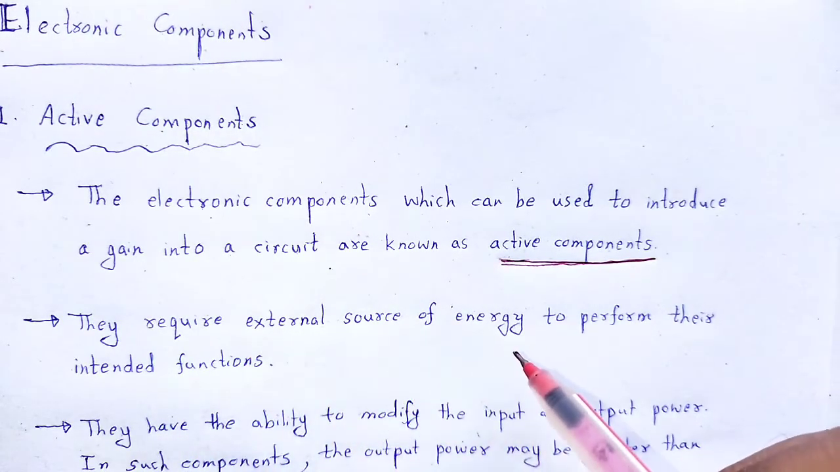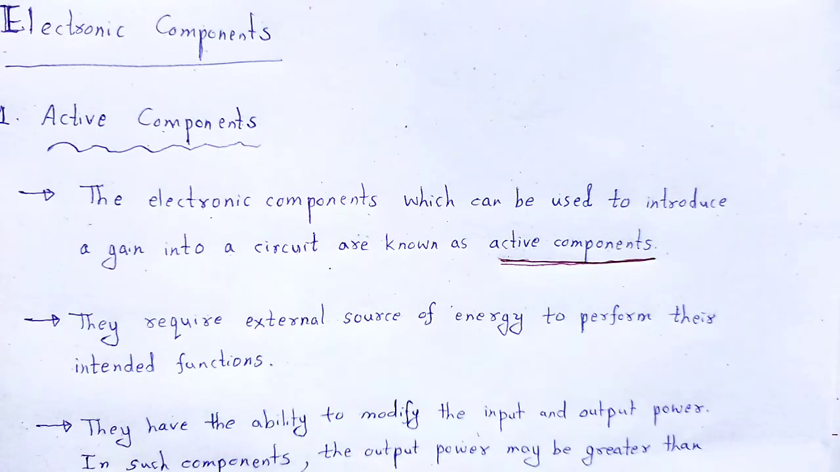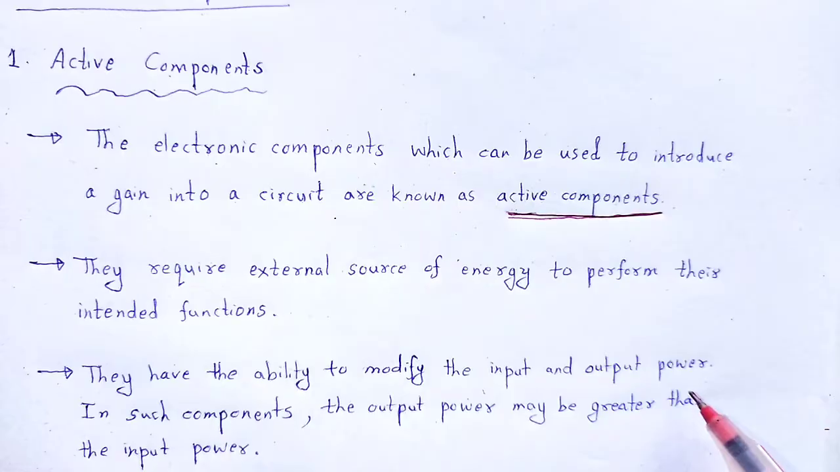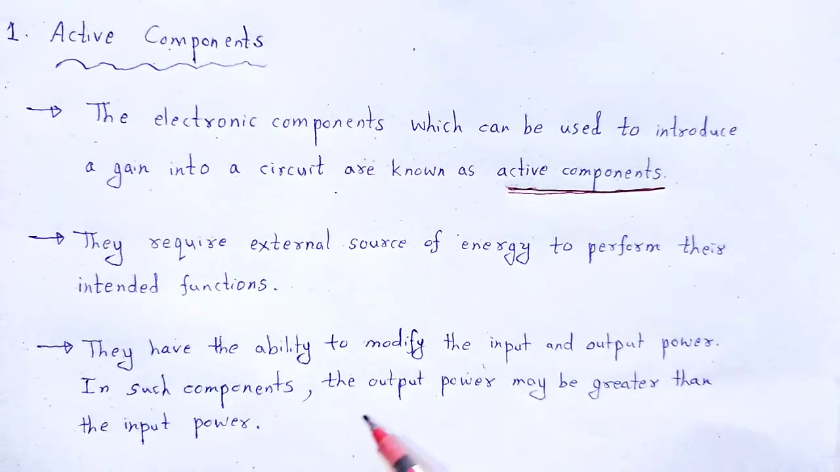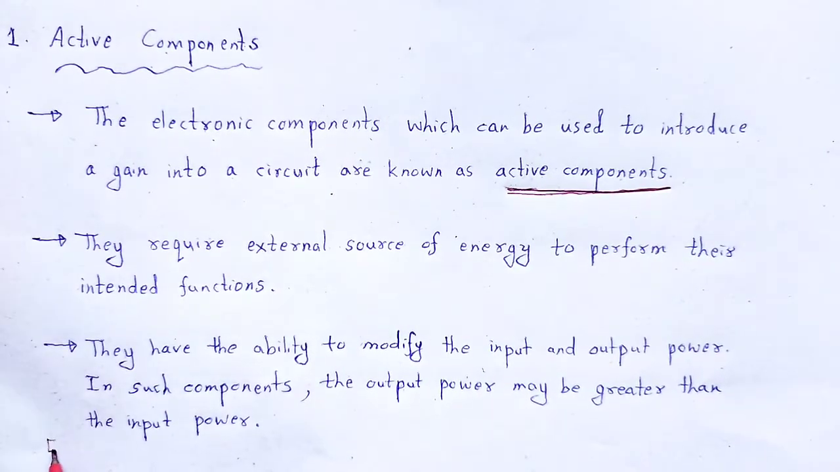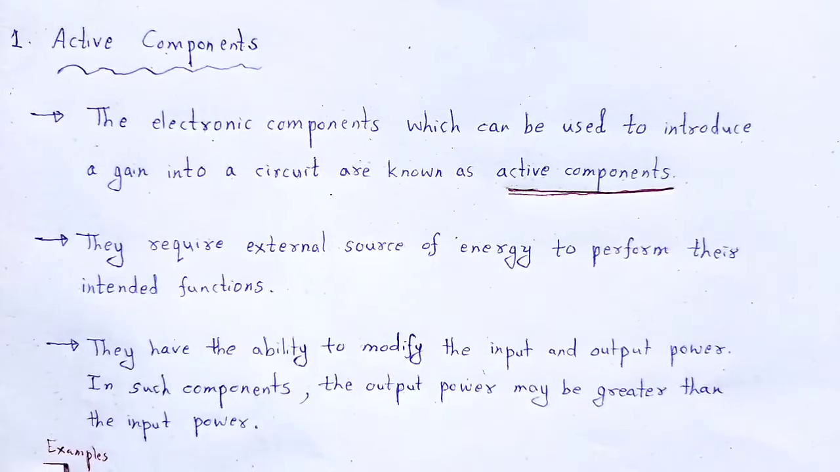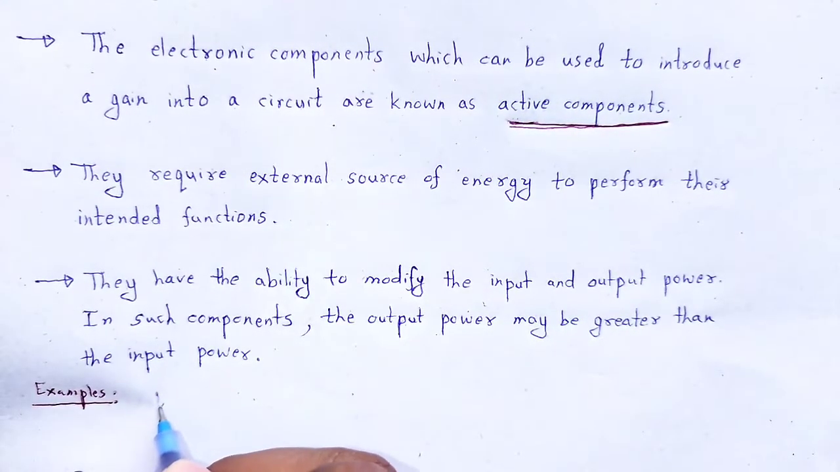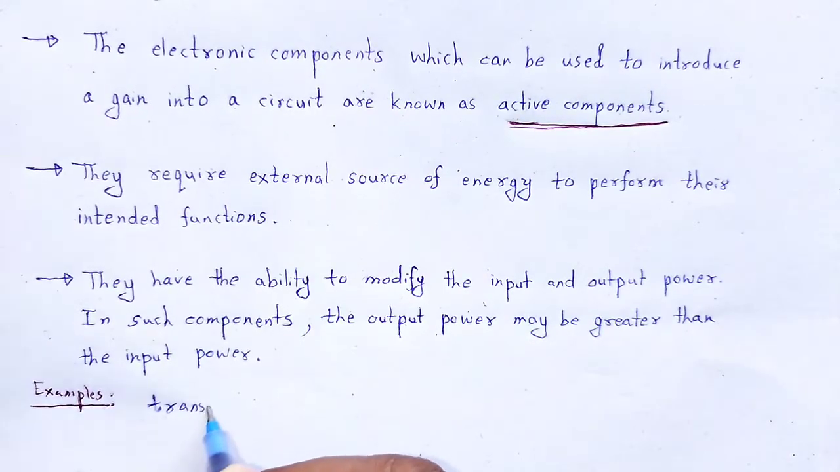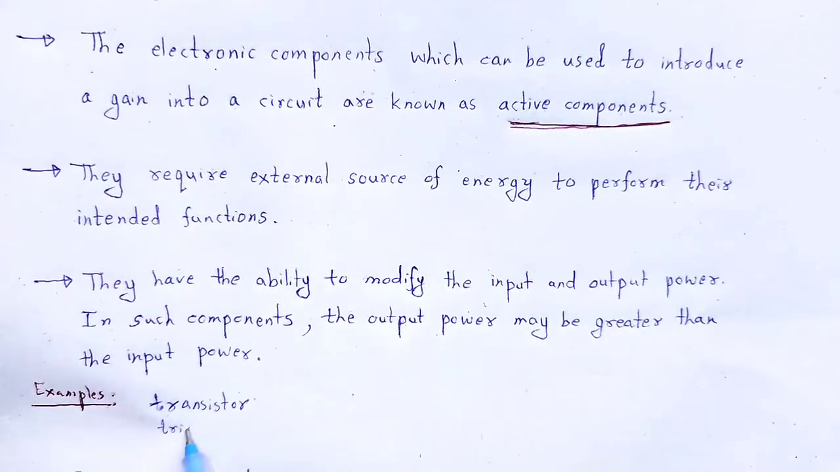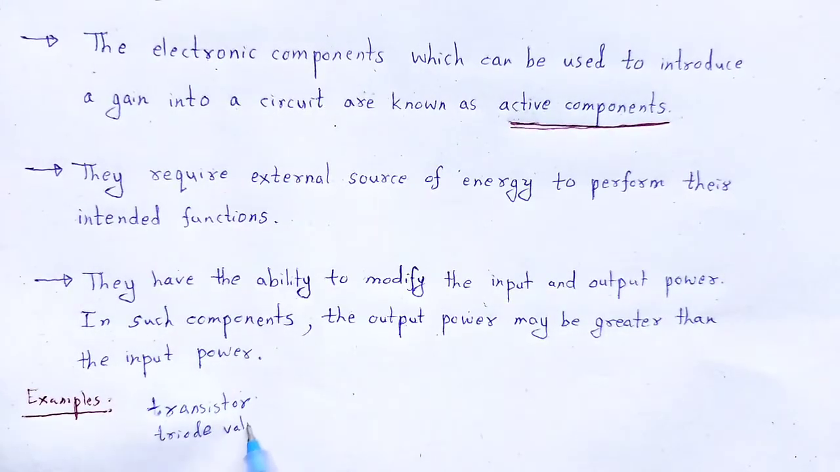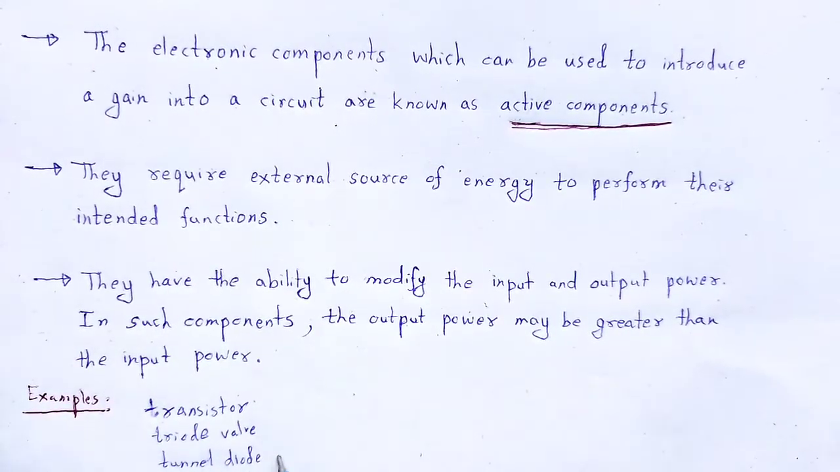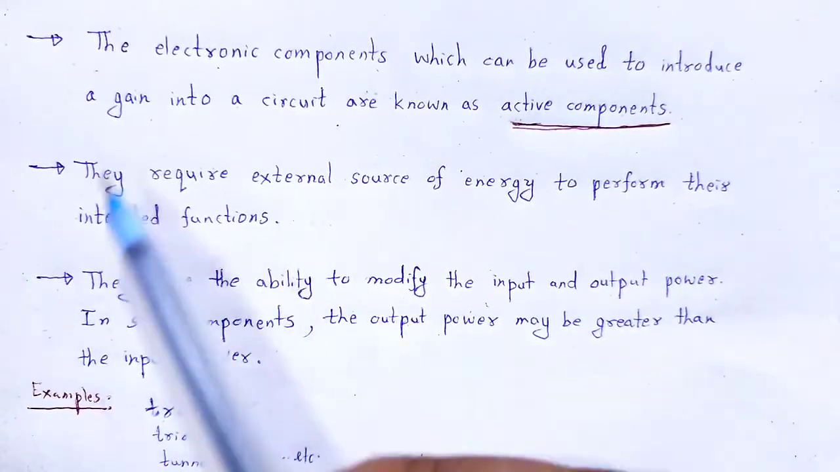They require an external source of energy to perform their intended functions, and they have the ability to modify the input and output power. Means the output power may be greater than the input power. Examples of active components are transistor, triode valve, tunnel diode, etc.